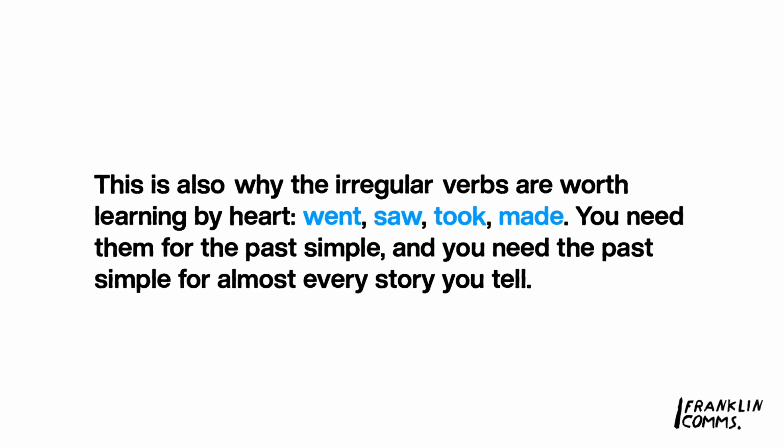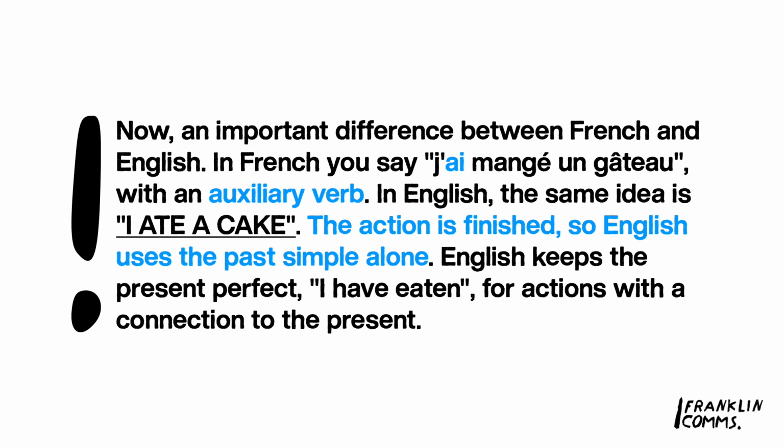Now, an important difference between French and English. In French, you say, "j'ai mangé un gâteau," with an auxiliary verb. In English, the same idea is, "I ate a cake." The action is finished, so English uses the past simple alone. English keeps the present perfect, "I have eaten," for actions with a connection to the present. Once you see this difference clearly, one of the most common errors in English disappears.